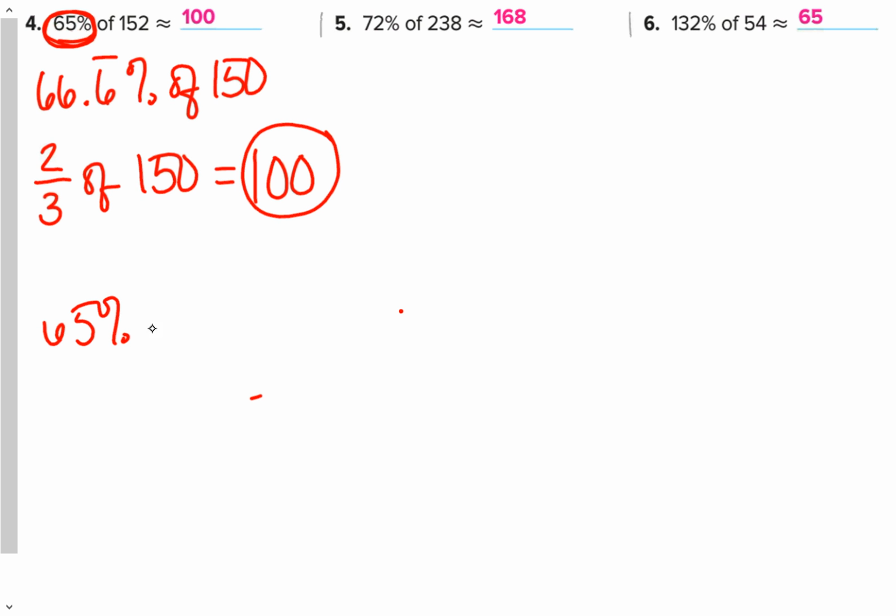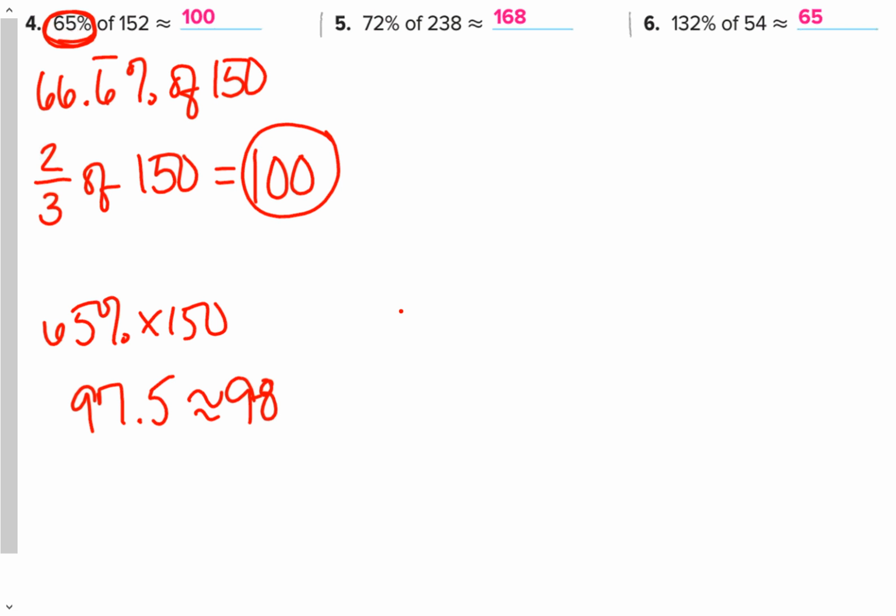Okay, if some of you did 65% because you like that number, times 150, you would have gotten about 97.5, which you could have rounded to about 98. But again, this one came out a little cleaner, only because multiplying this fraction times 150 ended up to be a nice number. So either way, you could have done that.